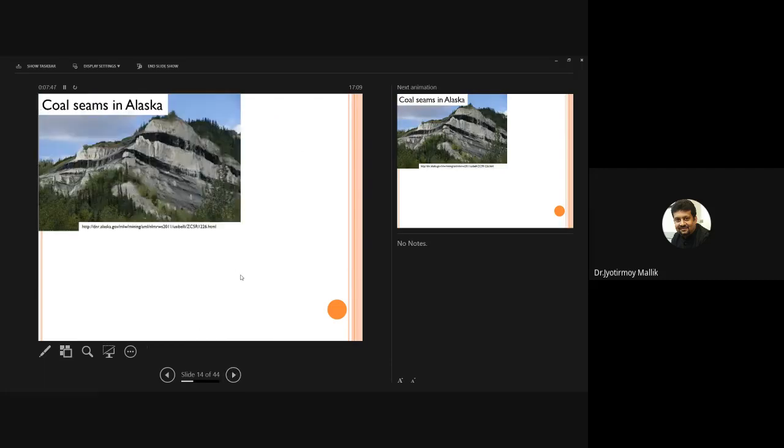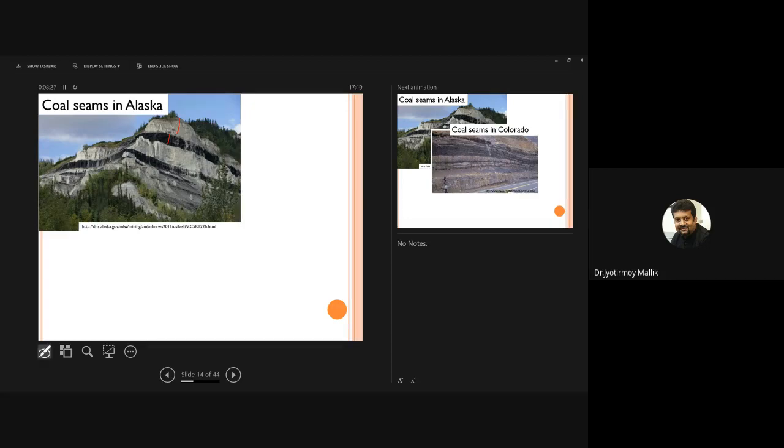Let's see some photographs. So this is a beautiful photograph where a coal seam is exposed, from Alaska. You can see these are non-coaly layers. Okay. From the look of it, I'm not too sure, but this looks like very fine grained sandstone. So these are non-coaly layers, and these black layers are of course coaly layers, and you can see that due to isostasy, this whole coal seam is right now over a mountain.